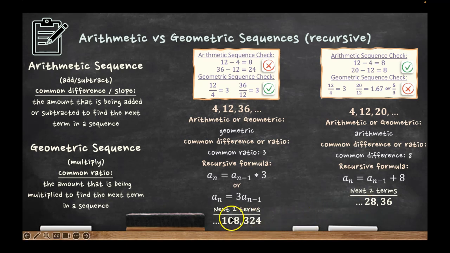Now to go back to this one, because we didn't discuss the next two terms for this one. If I know this is 36, and I know my common ratio is 3, that common ratio is what I'm multiplying by. That's my multiplier. That's what I'm multiplying by to get to the next value. So I take 36 times 3, get 108, times 3 gives 324.